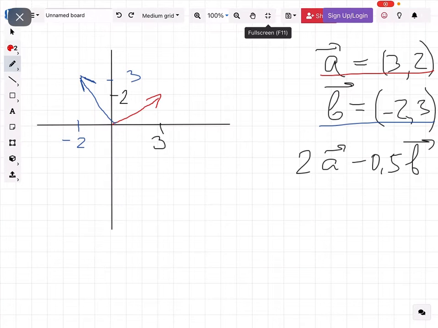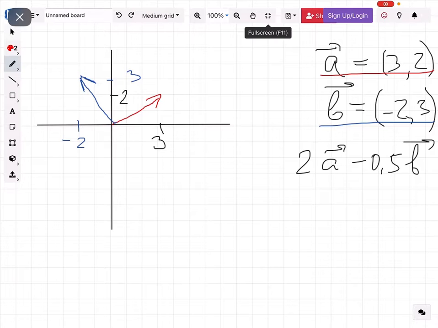Let's consider the following problem. We have vector A with coordinates 3, 2, and vector B with coordinates minus 2, 3. And we would like to draw a vector 2A minus half B. I already drew vector A, it's a red vector, and vector B, that is a blue vector.